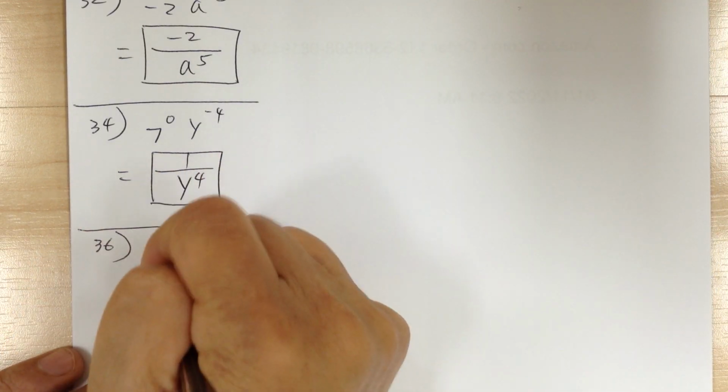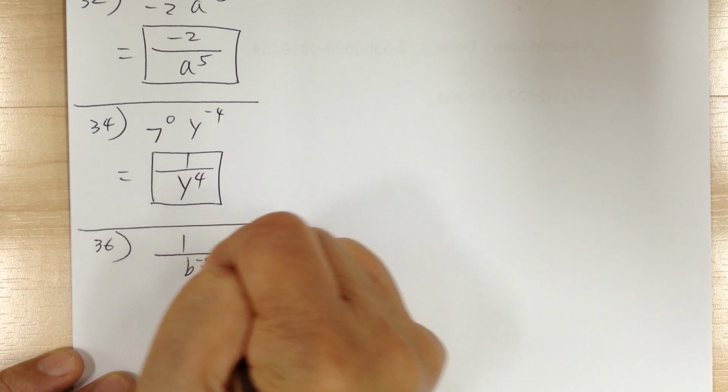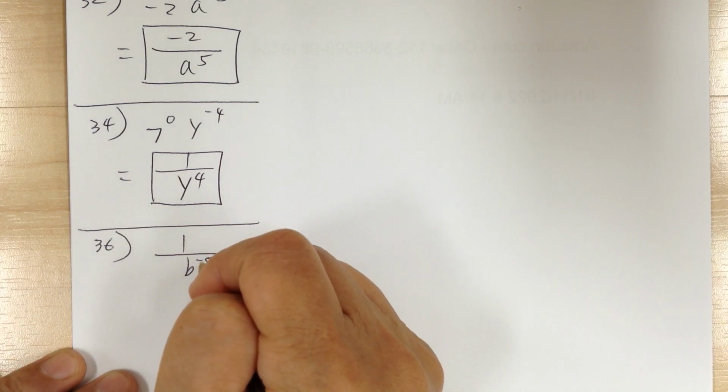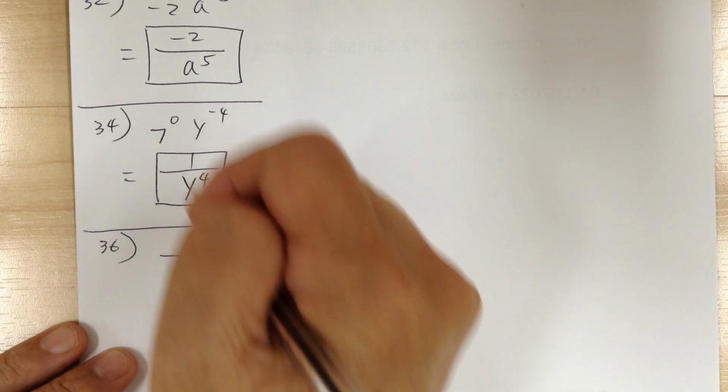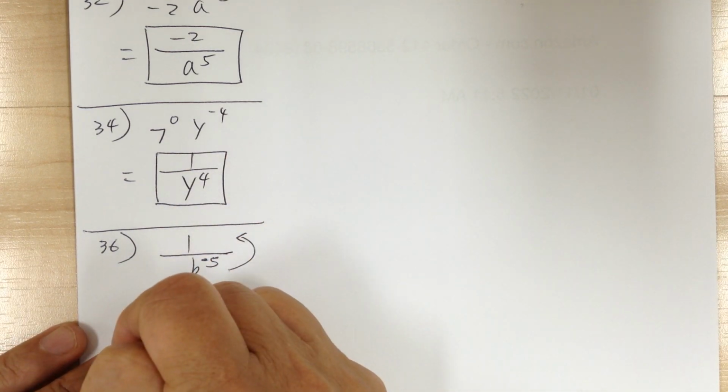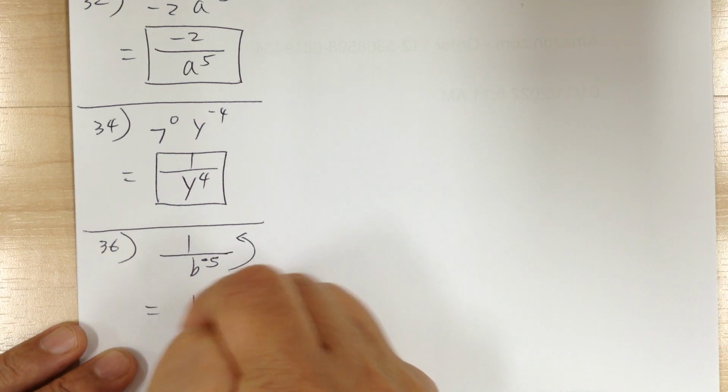Okay, number 36, you have 1 over b to the negative 5. So now you have the negative exponent on the bottom, so again, negative exponent means you have to flip it over to the other side. So the b gets flipped to the top, so it becomes b to the 5.